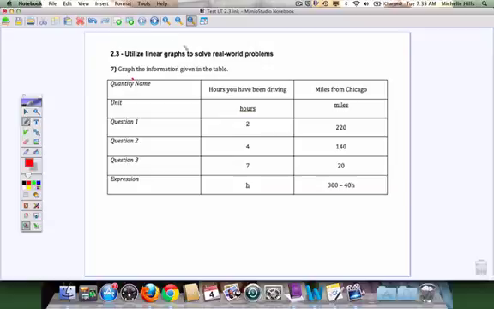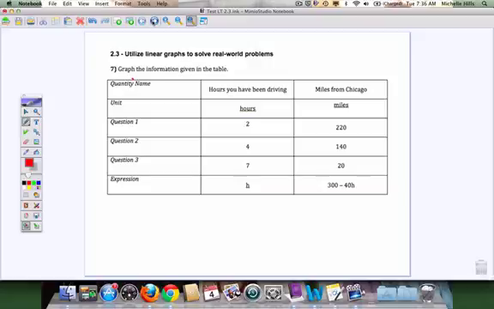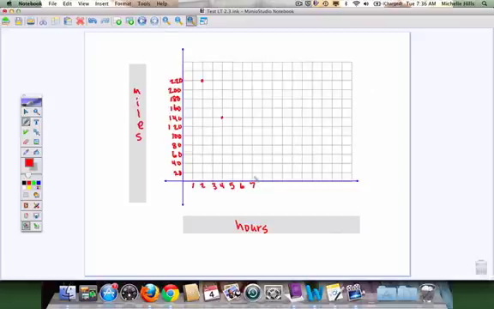So the point 2, 220. So 2 and then up to 220. 4, 140. And the last is 7 and 20. Now, this is a linear relationship, so if I did this correctly, I should be able to draw a line that goes directly through all three of those points.